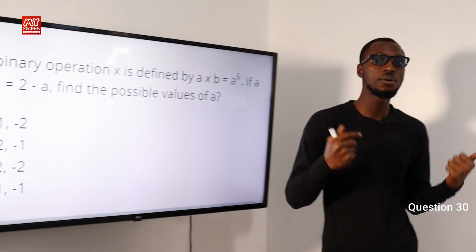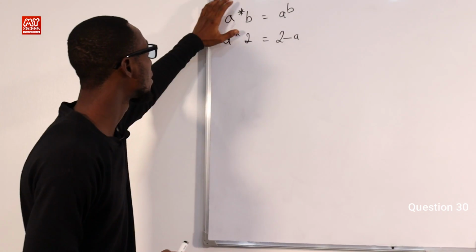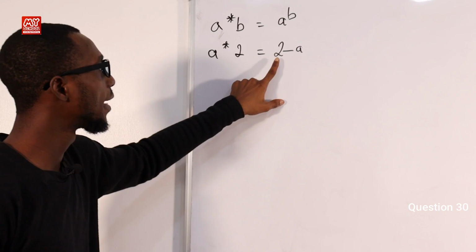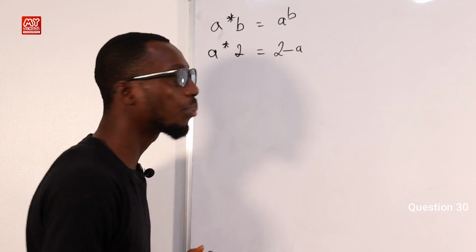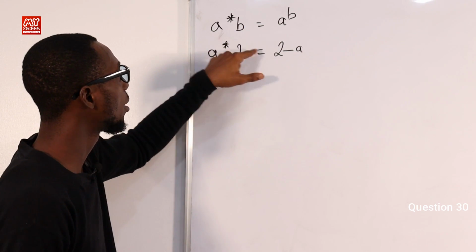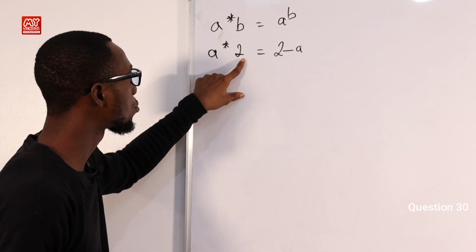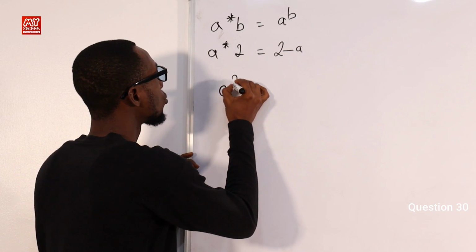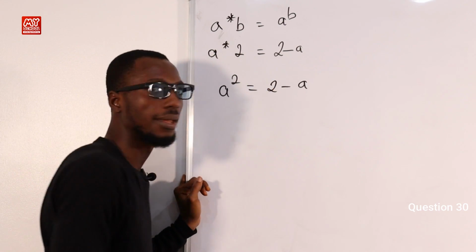So at first, I have to pull out the question on the whiteboard. a asterisk b equals a raised to power b. a asterisk 2 is giving us 2 minus a. So all we have to do is employ the simple concept given to us. Anywhere we find a asterisk b, we have it as a raised to power b. Here we are given a asterisk 2, where 2 represents b, so that will be a raised to power 2, and we are given this as 2 minus a.